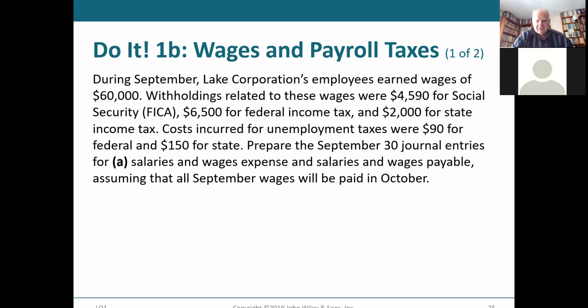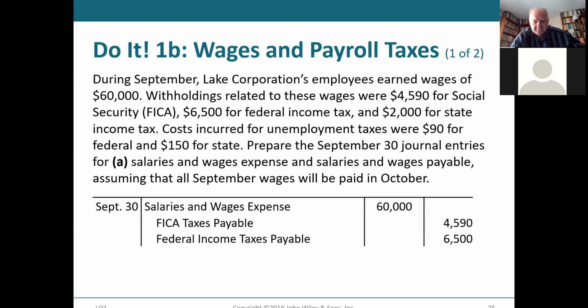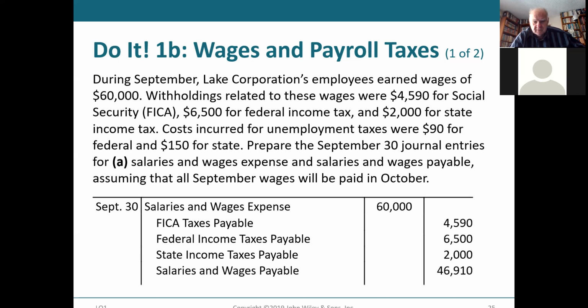Prepare the September 30 journal entries for salaries and wages expense and wages payable, assuming all wages are paid right away. So here we go. We're going to debit salaries and wages expense for 60,000. We're going to have the withholdings of 4,590, 6,500, and 2,000. And there's our entry for the employee.